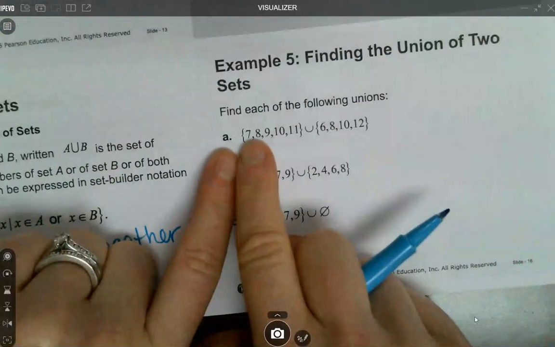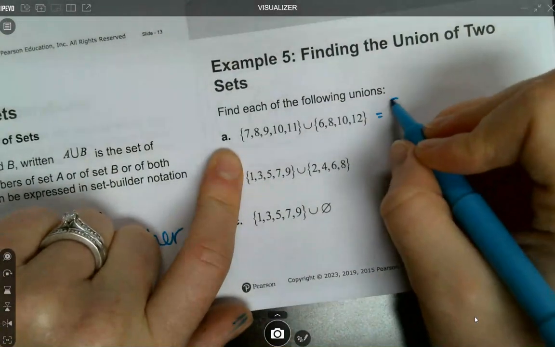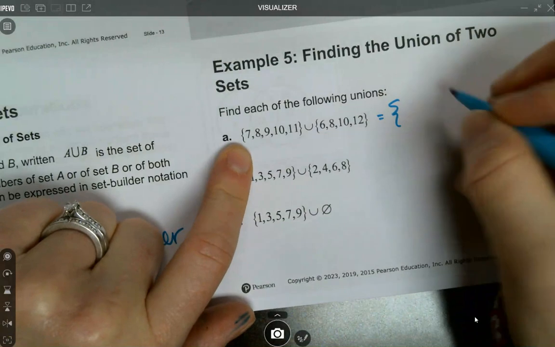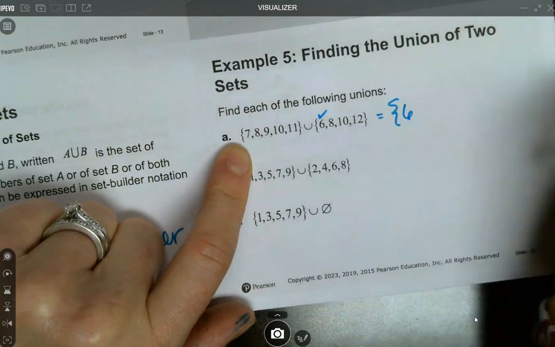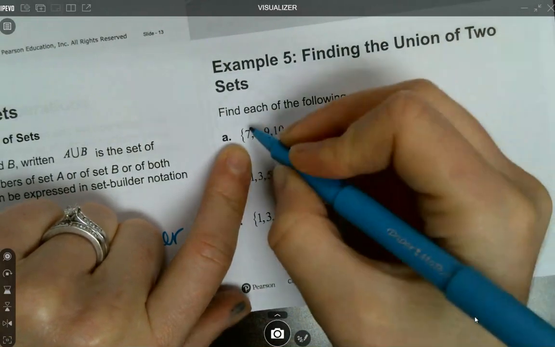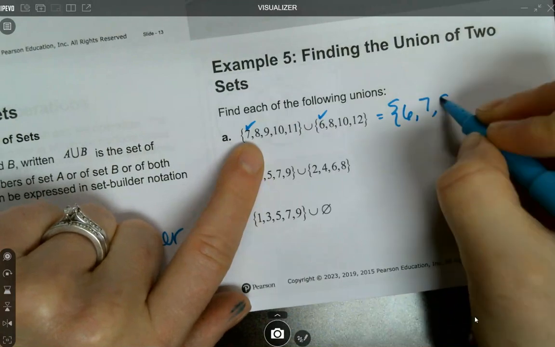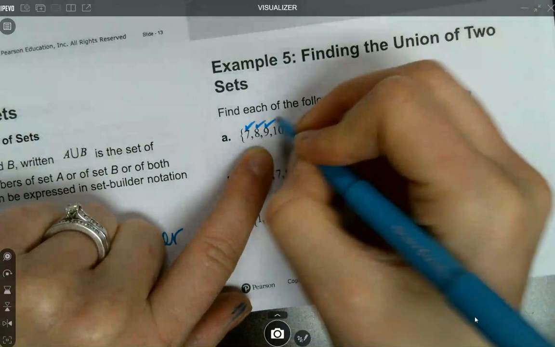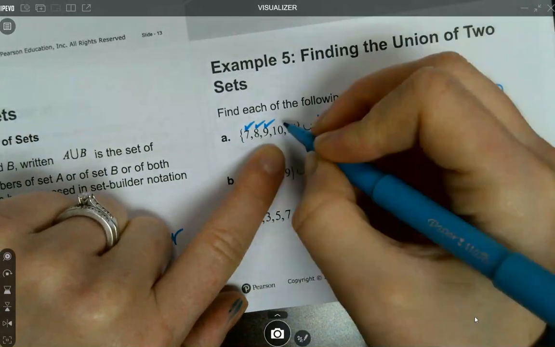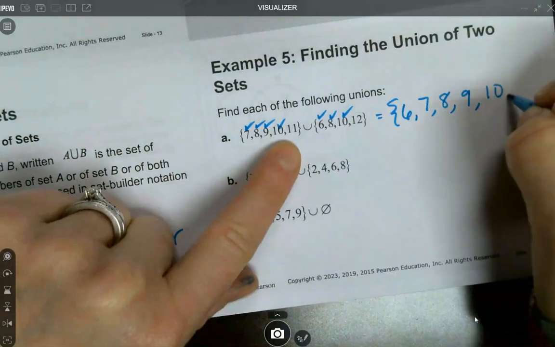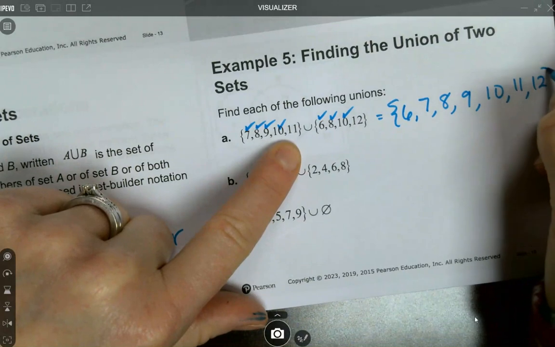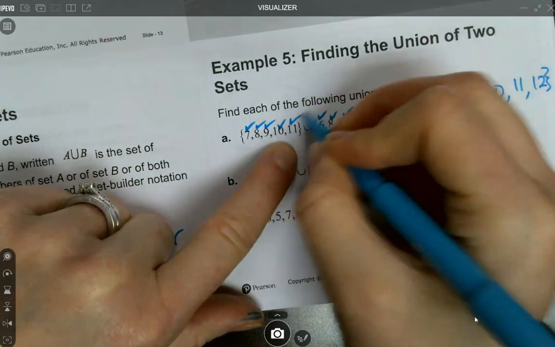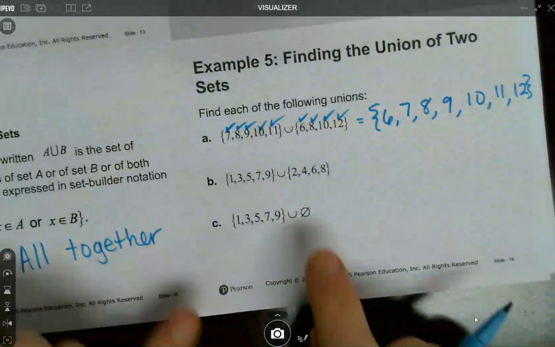So the union of this, we're going to list them all out. I'm going to go from least to greatest. So 6, 7, 8. We're not going to list them twice, just one time. 9, 10, 11, and 12. So all of them together.